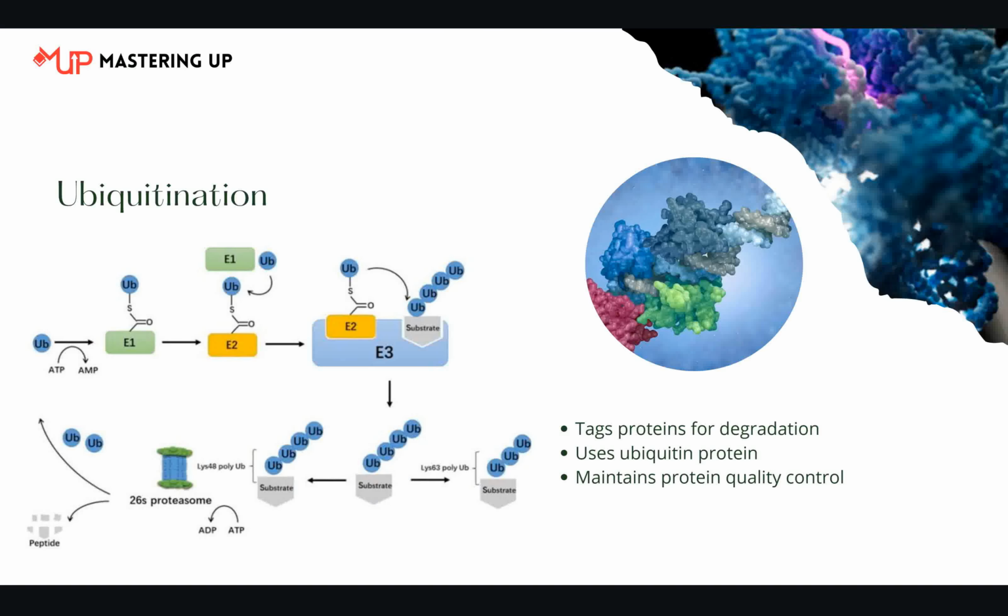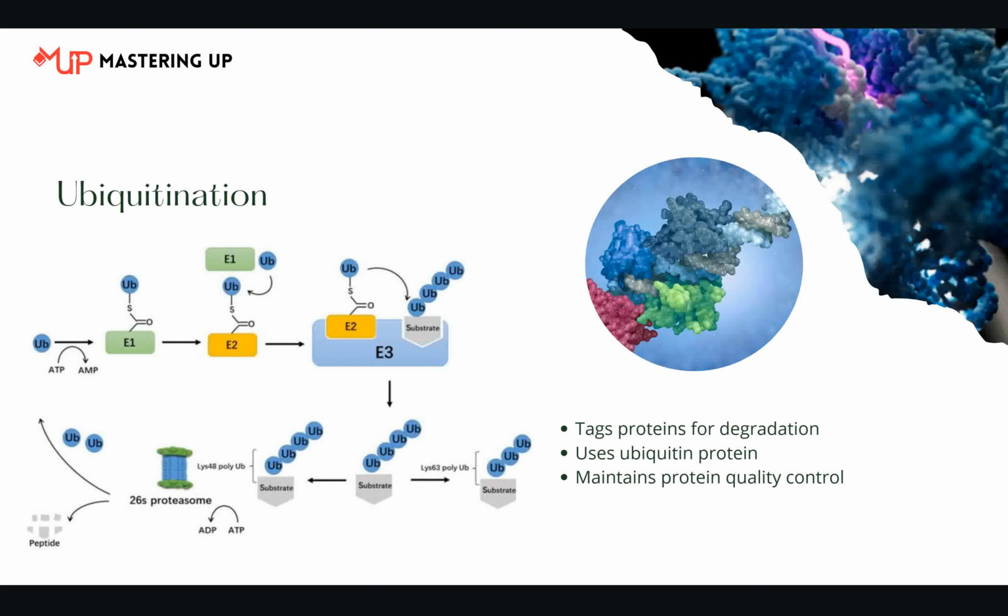The other main PTM is ubiquitination. Ubiquitination works a little differently. Here, a small protein called ubiquitin is attached to other proteins. This marks them for destruction by the cell's recycling center, called the proteasome. This process ensures that damaged, misfolded, or surplus proteins are efficiently removed, thus maintaining the cell's health.